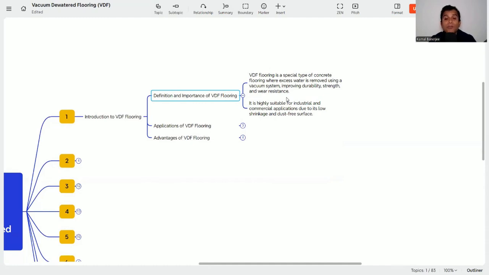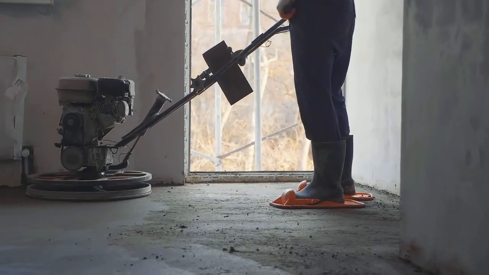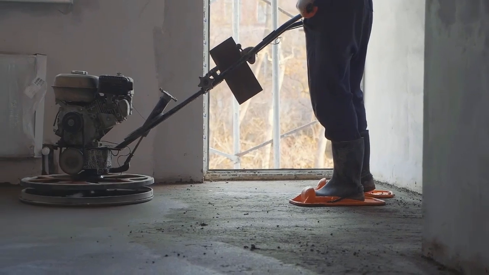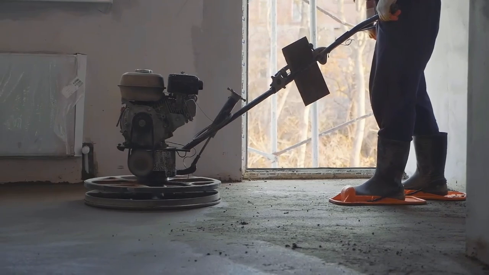In the normal concrete, we are only vibrating the concrete to remove the air voids, but we are not removing the excess water or the surplus water. But in the vacuum dewatering systems, we are removing the surplus water after placing the concrete or vibrating the concrete. It's improving the durability, strength, and wear resistance. It is highly suitable for industrial and commercial applications due to its low shrinkage and dust-free surface.